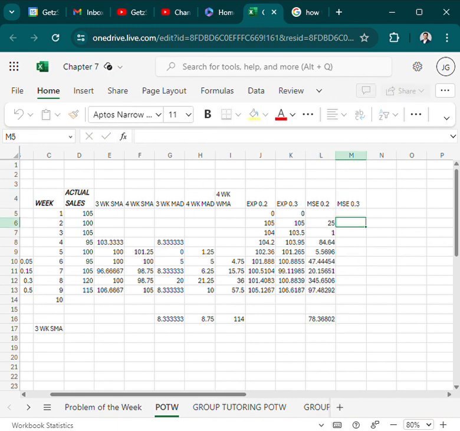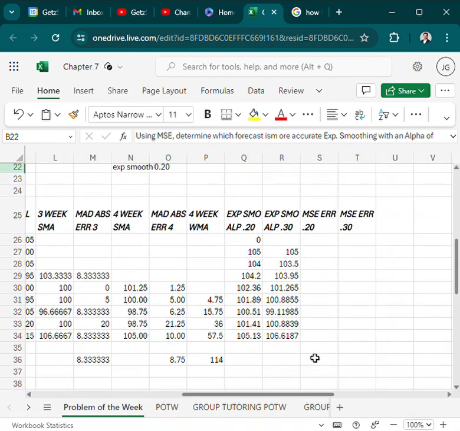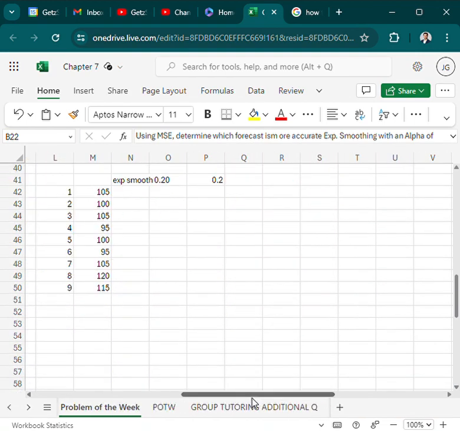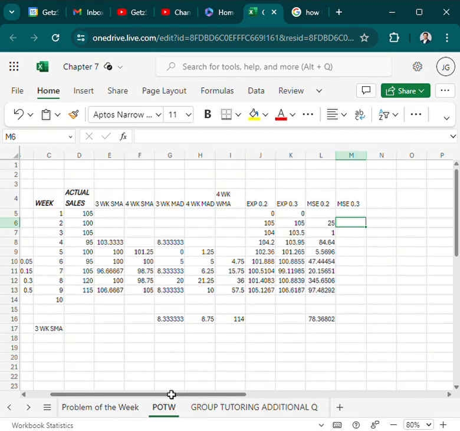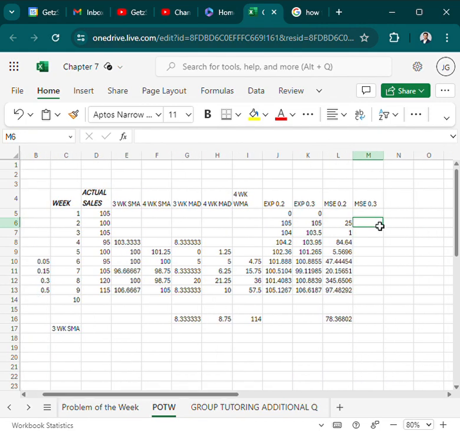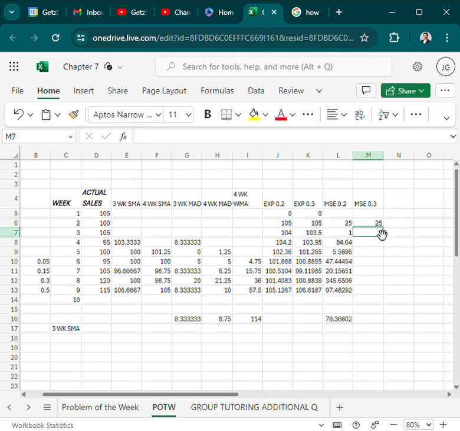And then our MSE for 0.3. Just make sure that is good. Right there, should be good. And then for the MSE part, we're going to do the same thing. So absolute, in this case, 105 minus 100 squared, because it's mean squared error. Scroll down, take the average. So that means we're more likely to pick 0.3 for exponential smoothing.